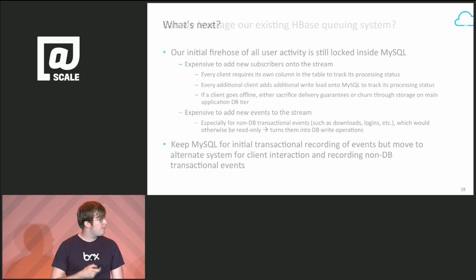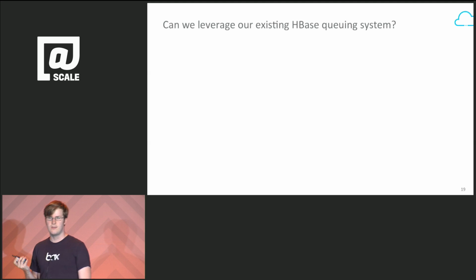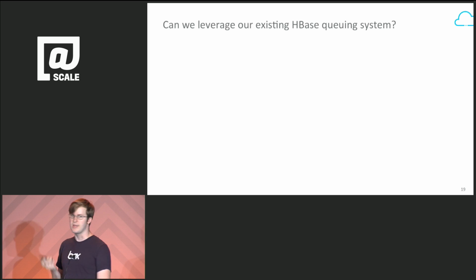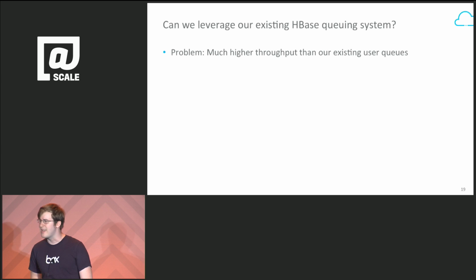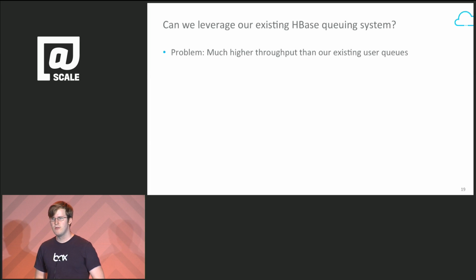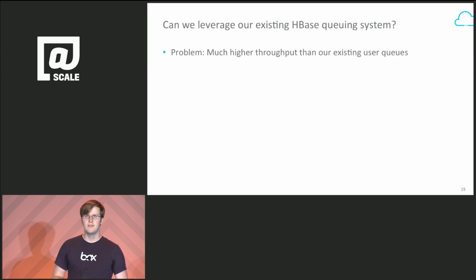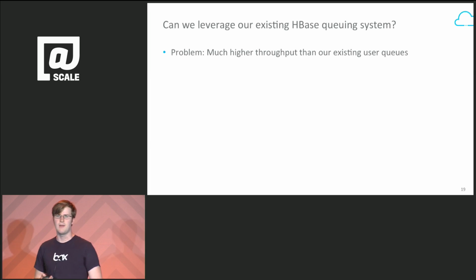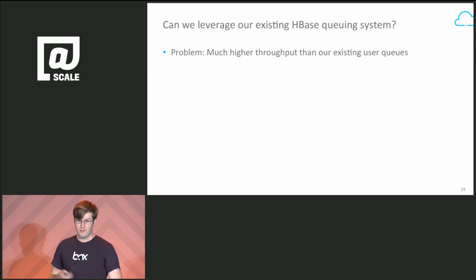So one possibility is, could we do what we did for our user streams and build a queue on top of HBase, powering this Firehose stream? The big problem here is it's got a much higher throughput than our existing user queues. Because of the way we've laid out our queues in HBase, all the writes to a queue are going to go to a very small section of the HBase key space. They're all pretty much going to line up on one single region server, which means it's easy for a very busy queue to send too much write traffic to that region server and knock it over.